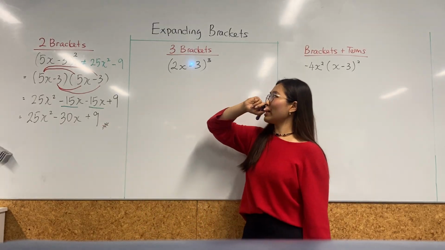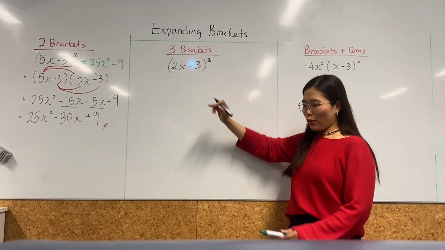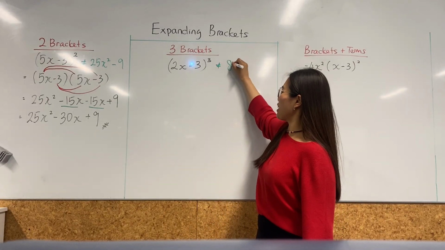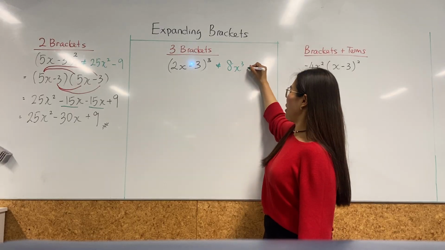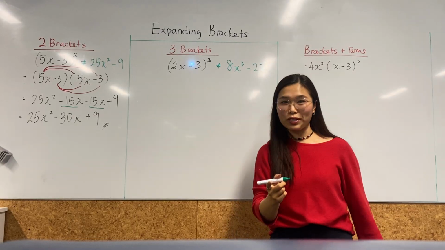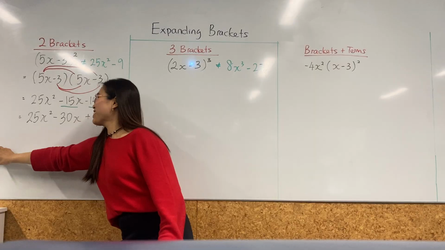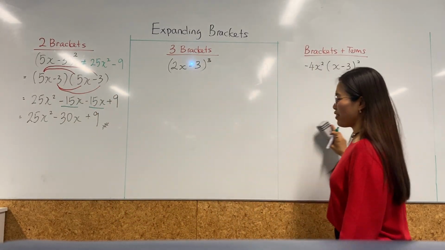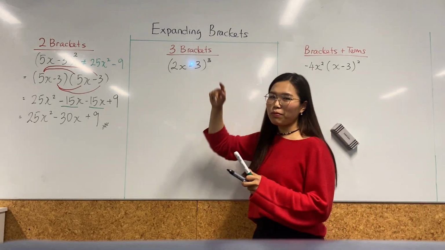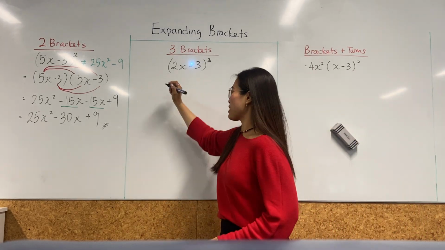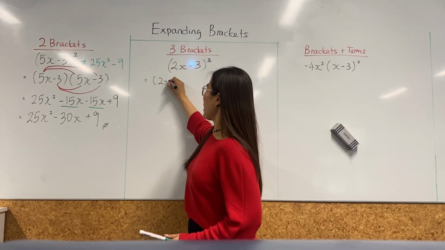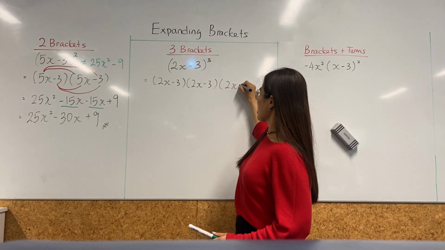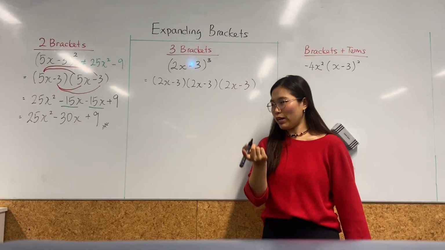Okay? Now let's come to three brackets. Likewise, I can't just go 2 to the power of 3, it's 8, x cubed, and take away 27. That is a bit too easy. You're never gonna do that. Okay, so we're gonna get rid of this, in case it's confusing. So when you've got a 3 at the top, that means you've got 3 brackets. Now we're gonna write 2x minus 3, 2x minus 3, and 2x minus 3. Now you have 3 brackets right here.